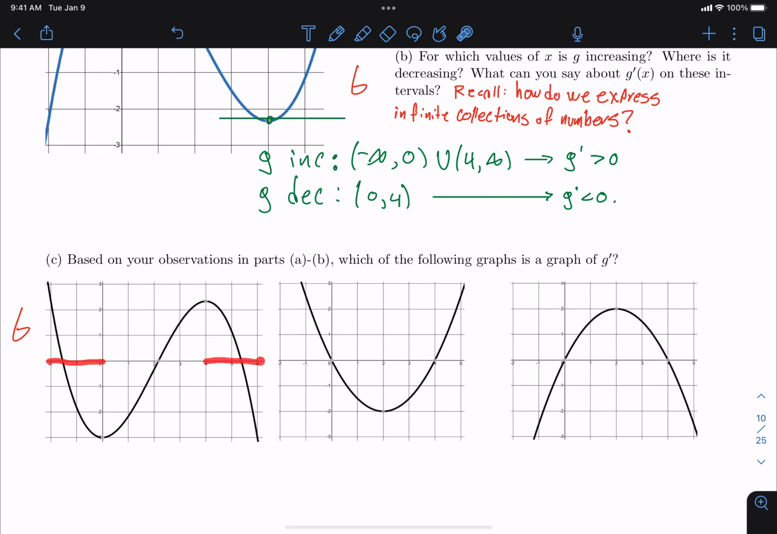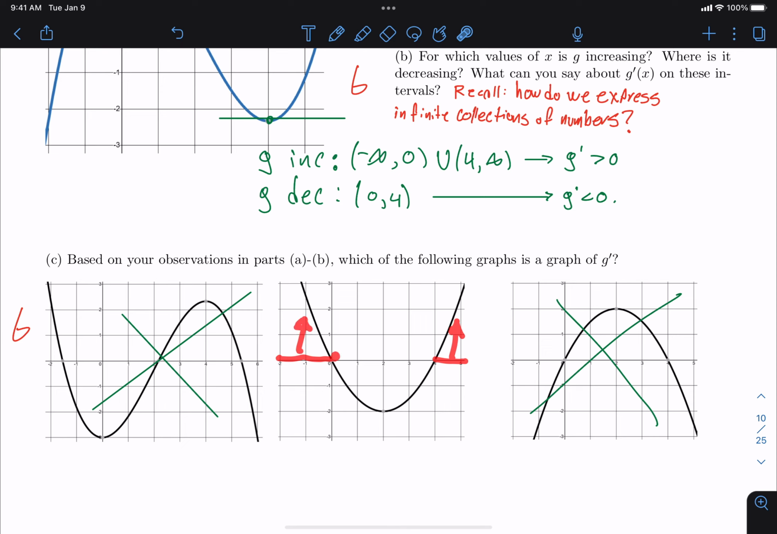Is that true for this picture? No, because I have this section which is negative and I have this section which is negative. So it's definitely not this one. So we can eliminate this one. And we can eliminate the third one for a similar reason. From negative 2 up to 0, the function should be positive. But what is it? Here it is negative. So this is like the opposite of what we want. So that's not true. But this one is positive from negative 2 to 0 and from 4 to infinity. Yeah, we're always above here.